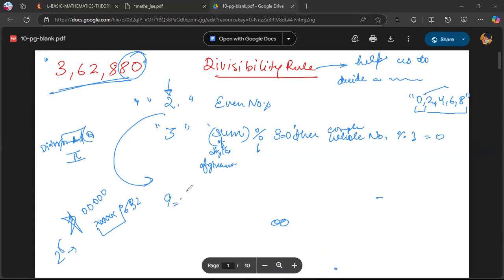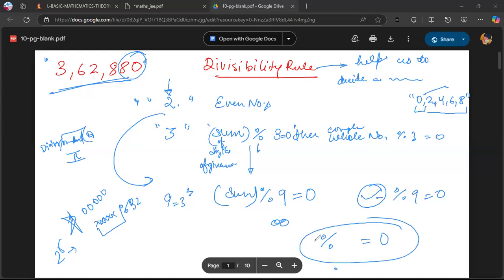For 9, which is 3 raised to power 2, it says that if the sum of all digits is divisible by 9, then the whole number will also be divisible by 9. And if any number is divisible by 9, then the remainder, when it is divided, will be 0 in that case.